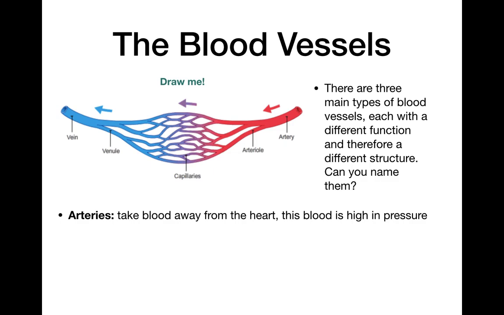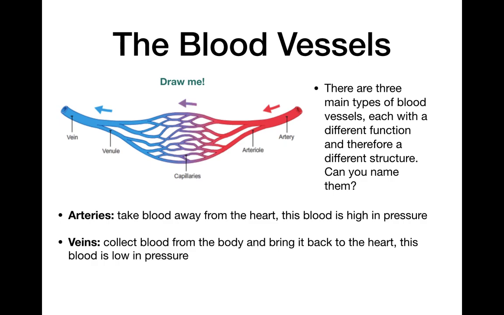So arteries, the definition of artery is a blood vessel that takes blood away from the heart. And most of the time, that blood is high in oxygen, but not always. Okay, and it takes blood away from the heart, and because it's being freshly pumped out of the heart, it tends to be very high in pressure.